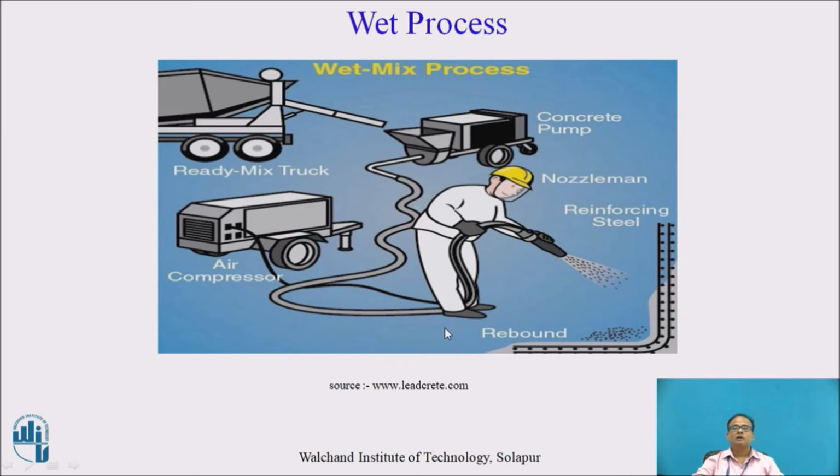All these ingredients are mixed and they come to the nozzle end. So a nozzle man is there who is going to spray this concrete on the surface. This is a steel reinforcement, you can see here, which is provided on the old concrete, and this shotcrete or guniting process is going to happen on these surfaces.